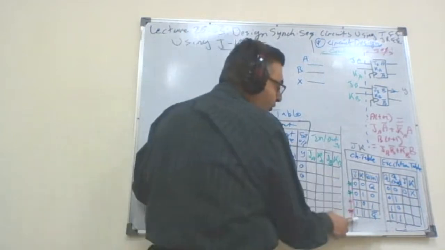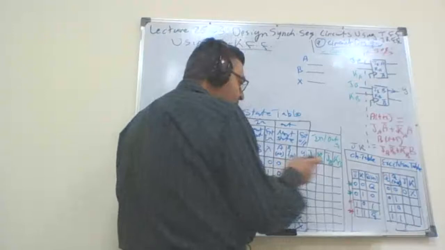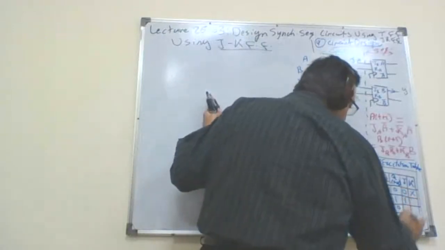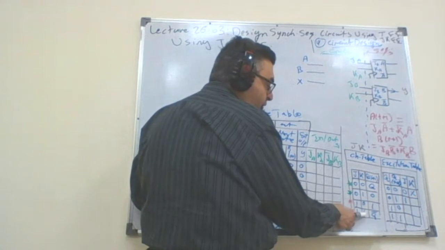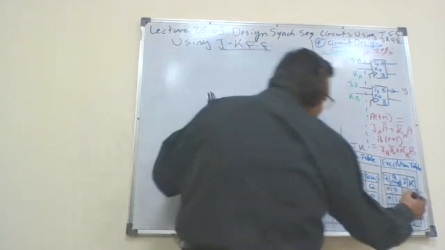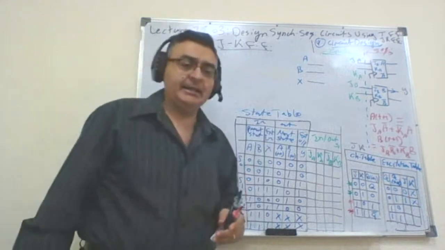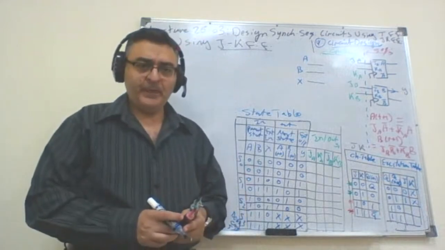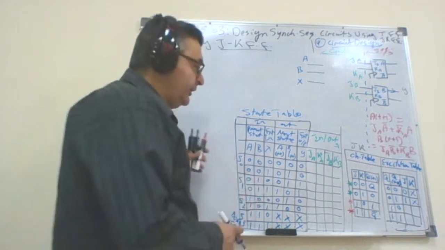What is the value of J? J should be 1. What should be the value of K? K could be either 0 or 1. So that means I don't care about the value of K. K is represented as X. Okay? Makes sense?